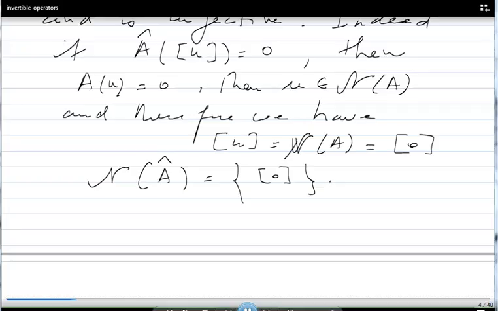So this gives us a natural way of defining a map which is one-to-one very naturally, but we have to use the quotient spaces. Okay?